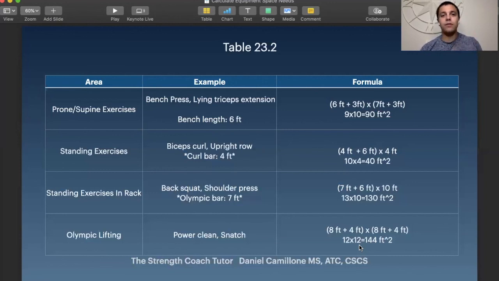But this, you have to understand where these numbers are coming from, why they're being plugged in, and why do we need this much space to perform certain exercises. And as you can see, as we go down to Olympic lifting here, Olympic lifting requires the most space because it is inherently the most dangerous, and we want to provide them as much space as possible to perform that exercise safely for the lifter and also for everyone else in the weight room.